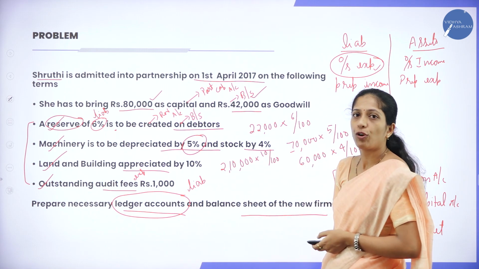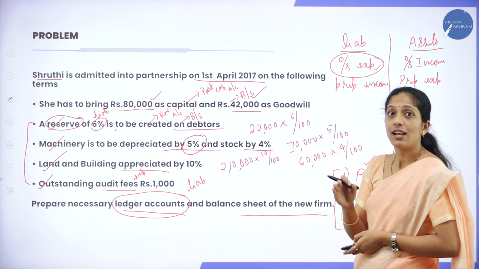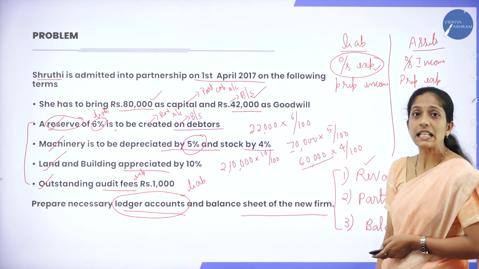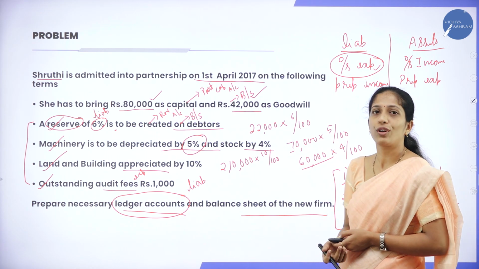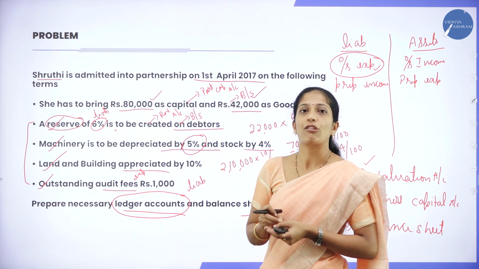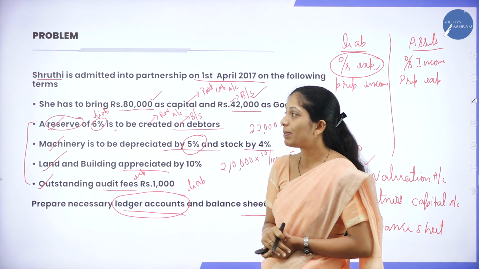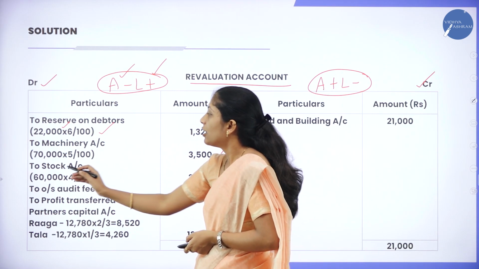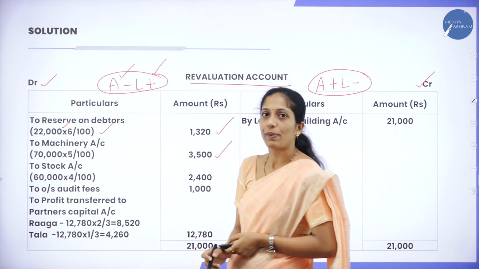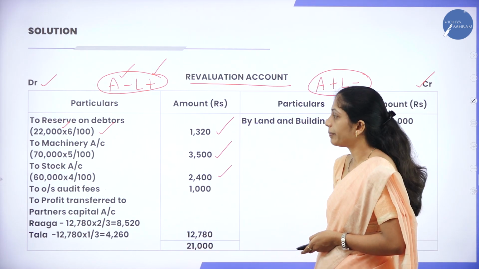Now, coming to the next one, and stock by 4%. Here depreciation on stock also has to be created. What is the value of stock in the balance sheet? We have already seen it, that is 60,000 into 4 divided by 100. Depreciation in the sense what? A decrease in the value of stock. Stock is an asset, so where do we record? On the debit side, that is A minus. So, to stock account, 60,000 is the value of stock into 4 divided by 100. I'll get 2,400.